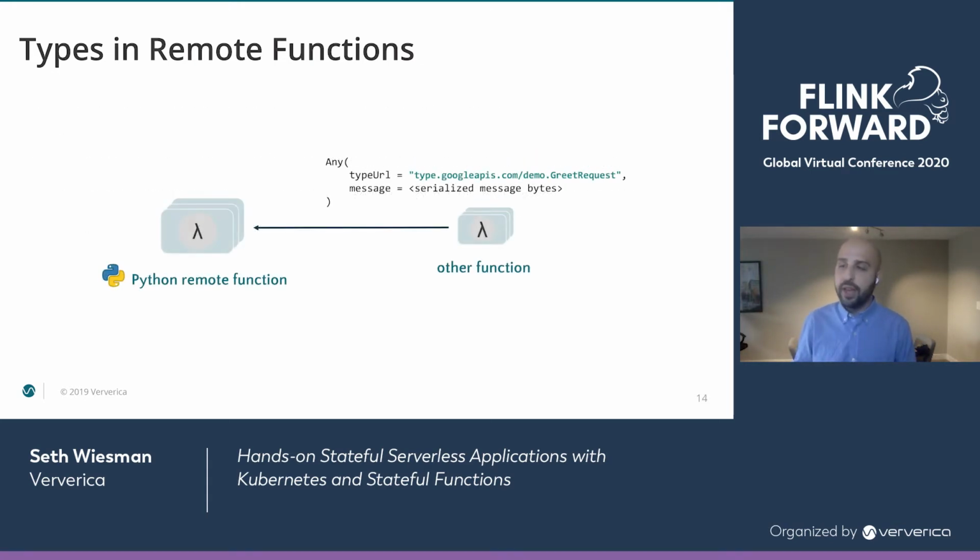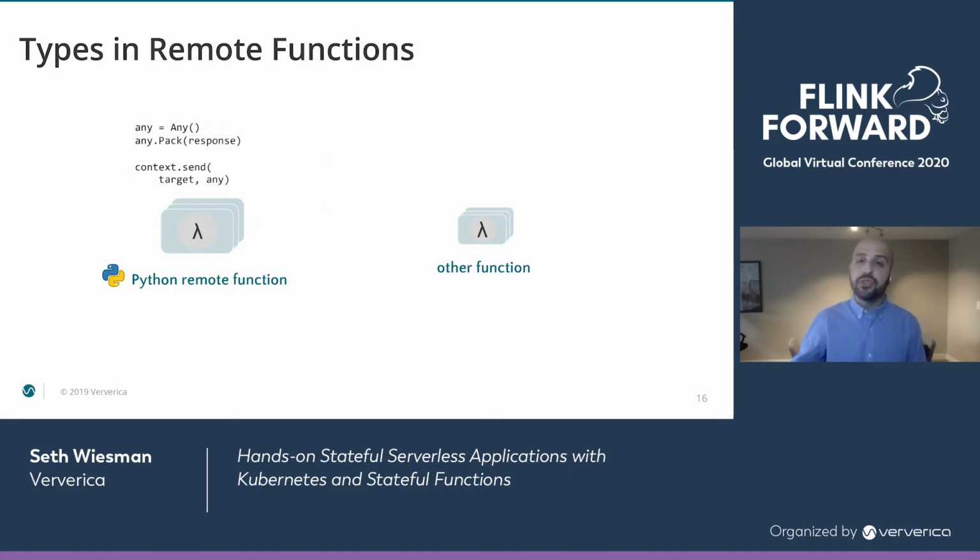So to illustrate this, we have a Python function, and on the right, we have some other function that might be written in Golang. All messages sent to remote functions must be protobuf Any. And here that sent message says, I am a GreetRequest. This is my type, and here are the serialized bytes. When the Python function receives this message, it is able to unpack it into its Python-specific implementation of a GreetRequest, and then work against that concrete type. So that's what your user code is going to see.